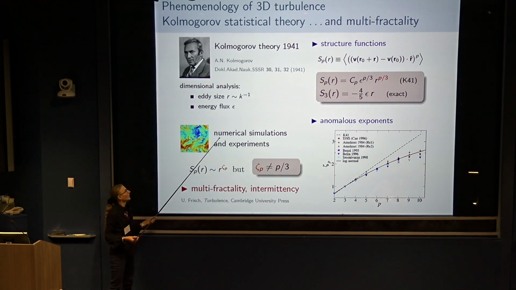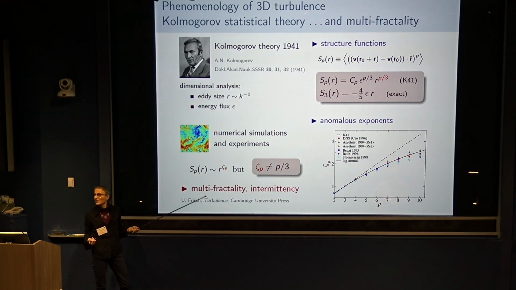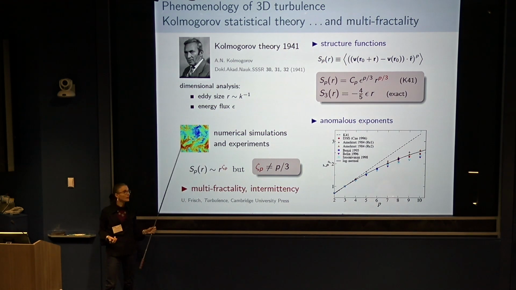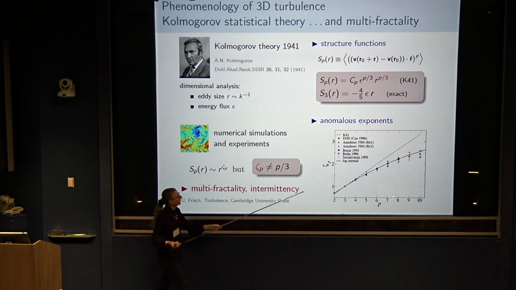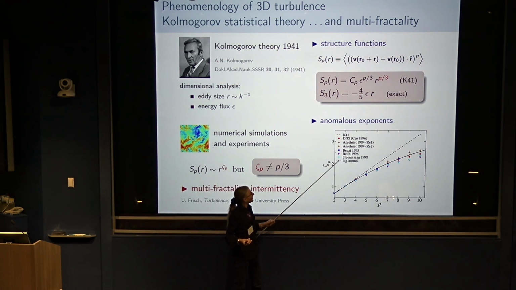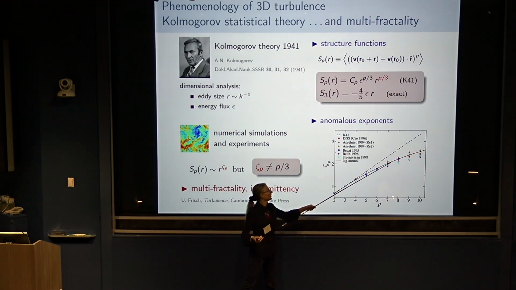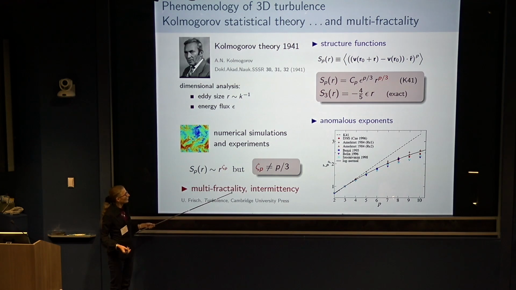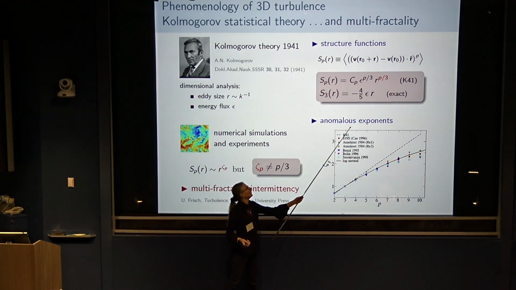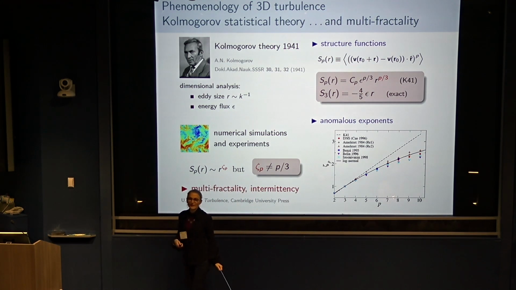But of course, you know that from numerical simulations and experiments, this is not what is observed. The structure functions do behave as power laws, but with an exponent which deviates from this linear prediction. This is what is represented here: the exponent as a function of the order. This is the Kolmogorov prediction, and this is the observation from experiments and numerics. This is referred to as multifractality or intermittency, as you well know, and those are also called anomalous exponents because they do not conform to dimensional analysis.